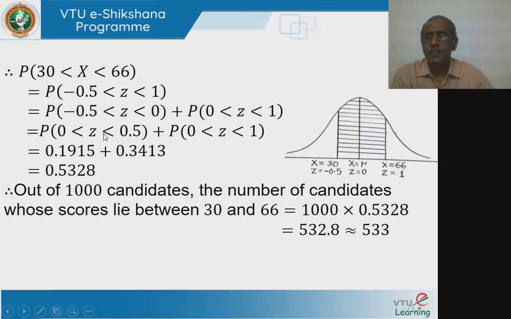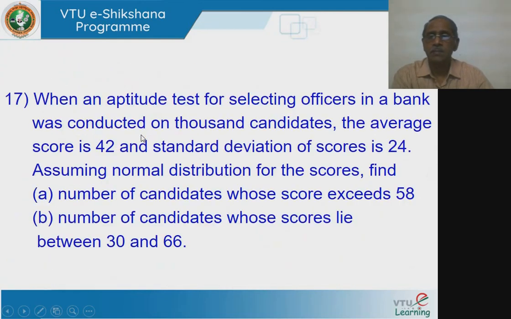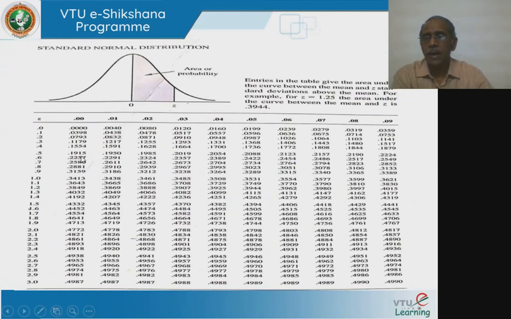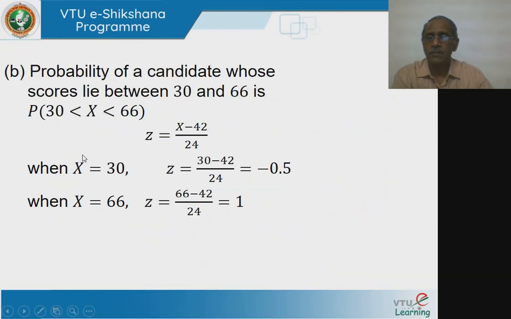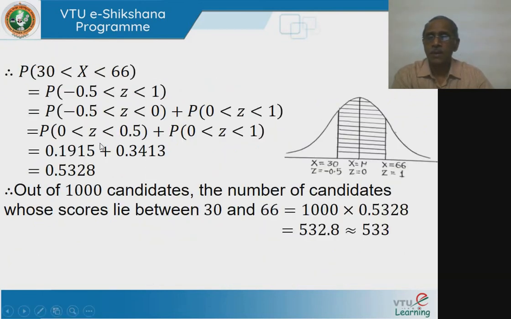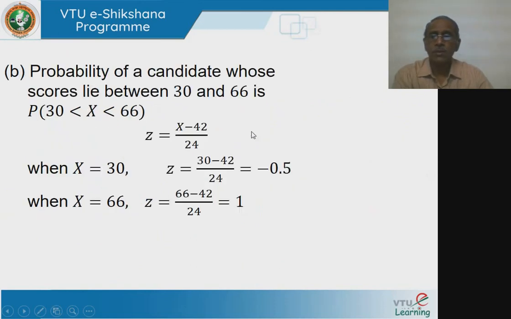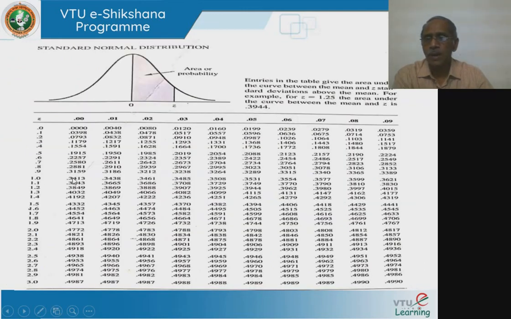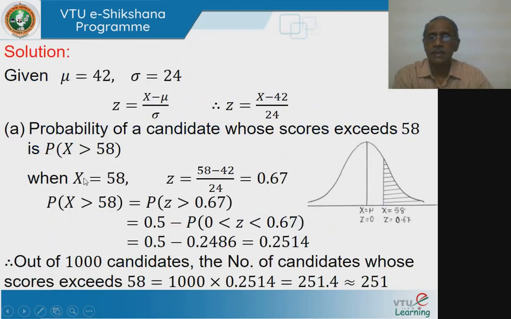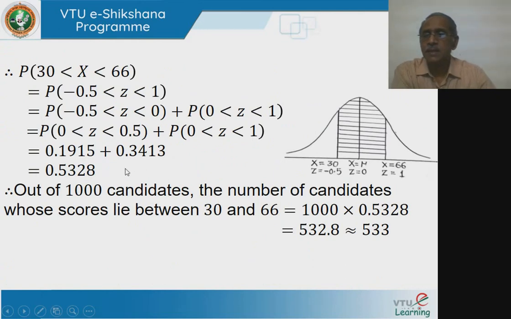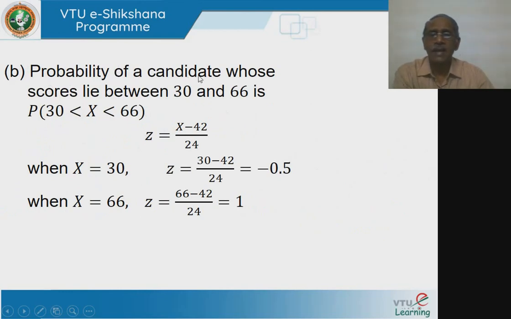From the table, for the area between z equal to 0 and z equal to 0.5, we look for z equal to 0.5 in the table, which gives 0.1915. From 0 to 1, we look for z equal to 1, which gives 0.3413. So this gives the numerical value of the probability of 30 less than x less than 66, which is 0.5328. That means the probability of a candidate whose score lies between 30 and 66 is 0.5328.